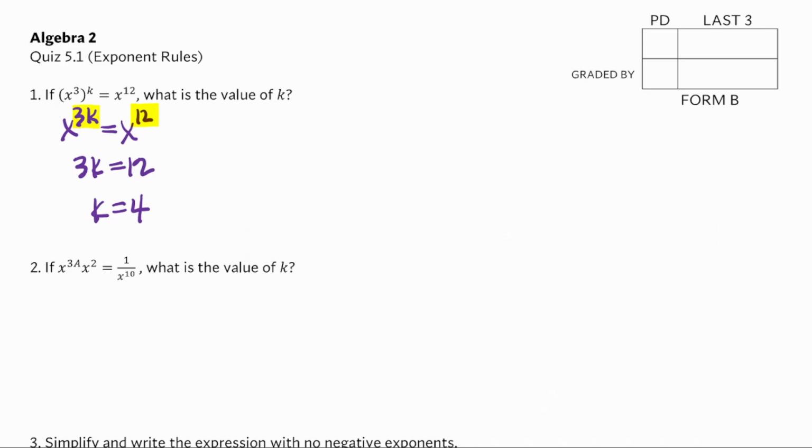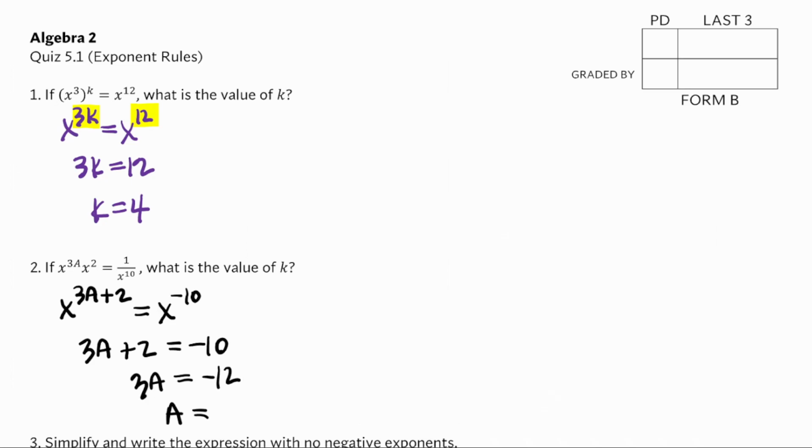Okay, the second one would be x to the 3a times x to the 2. That would be a situation where we would add. So x to the 3a plus 2 is going to equal x to the negative 10th power. Because 1 over x to the 10, that's the same as x to the negative 10. And then I'll equate the exponents. 3a plus 2 equals negative 10. And then I'll just solve for this, like we have been doing the whole year. So 3a is negative 12, and a is negative 4. We're solving for the value of a.